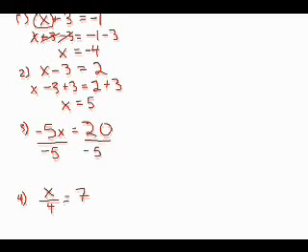We go ahead and simplify. Multiplying by -5 and dividing by -5 cancel themselves out. They make 1. 1 times x is just x. 20 divided by -5 is -4.